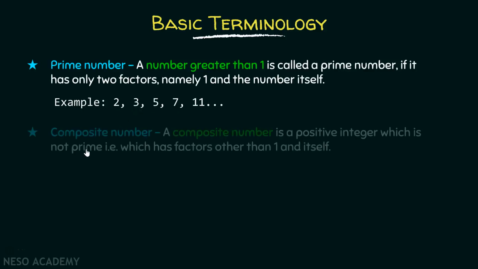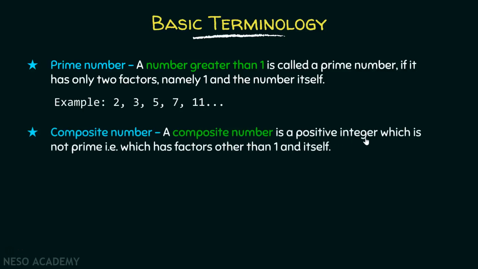On the other hand, a composite number is a positive integer which is not a prime number. That is, which has factors other than 1 and itself. For example, 4, 6, 8, 9, 10. They have factors 1 and itself, but they also have factors other than 1 and itself. Therefore, they are composite numbers.